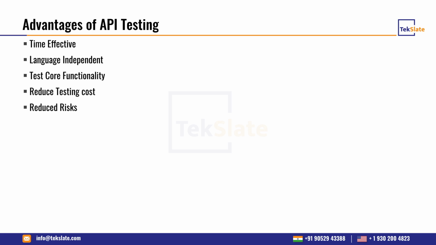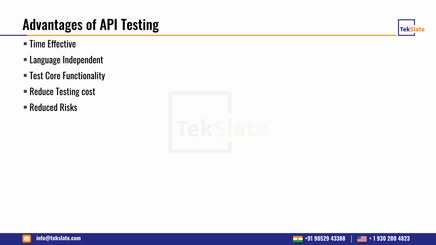The advantages of API testing. First, it is time effective. In the UI, a tester needs to launch the browser, hit the URL, provide the username and password, and then click on the login button. But in case of API testing, it is much quicker. Within 5 or 10 seconds, we can verify thousands of users, whether they are valid or invalid. So it is very time effective.